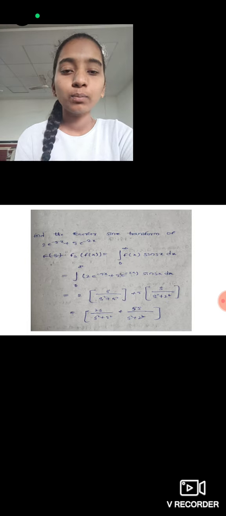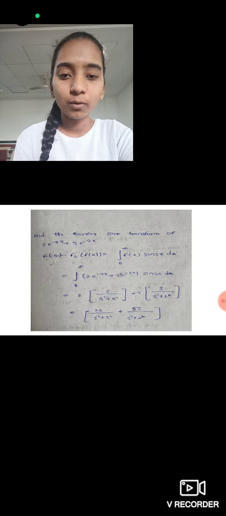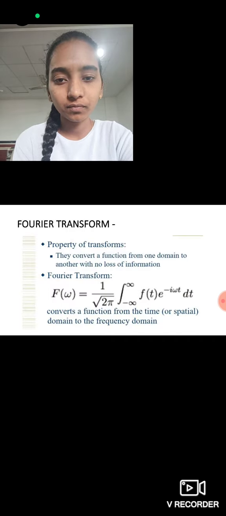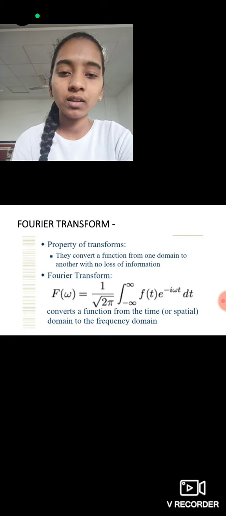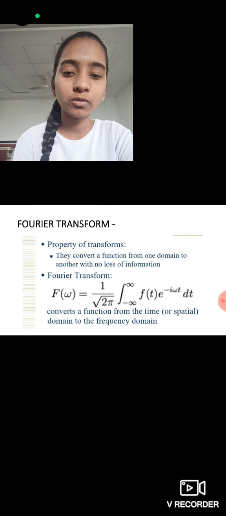Here we can see the problem of Fourier sine transform. Fourier transform. Property of transformation: they convert a function from one domain to another with no loss of information. Fourier transform. F of omega is equal to 1 by under root 2 pi integration from minus infinity to infinity of f of t e to the power of minus i omega t dt. It converts a function from the time domain to the frequency domain.